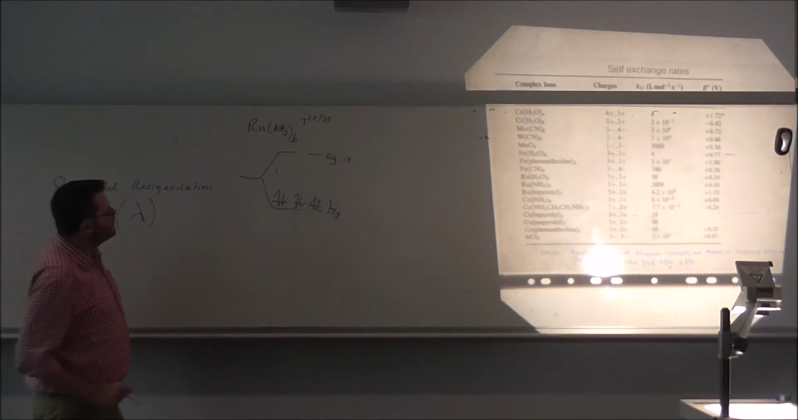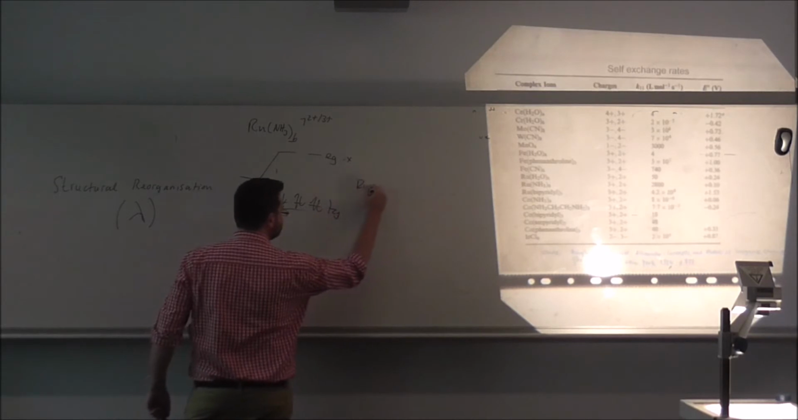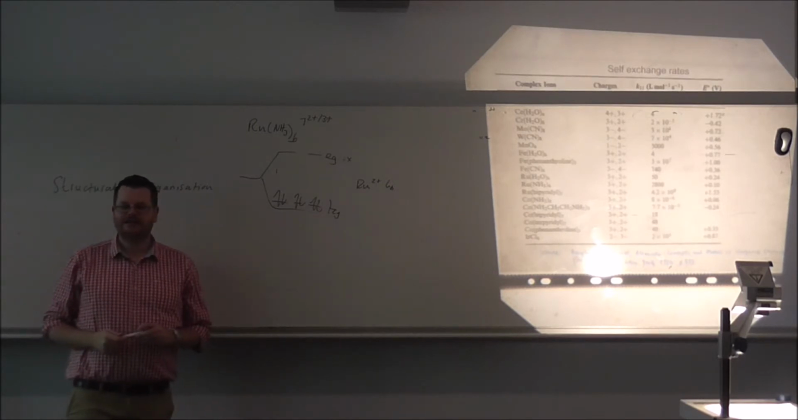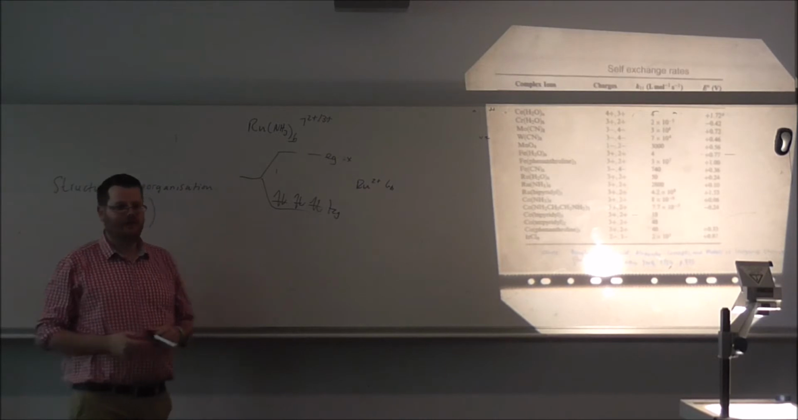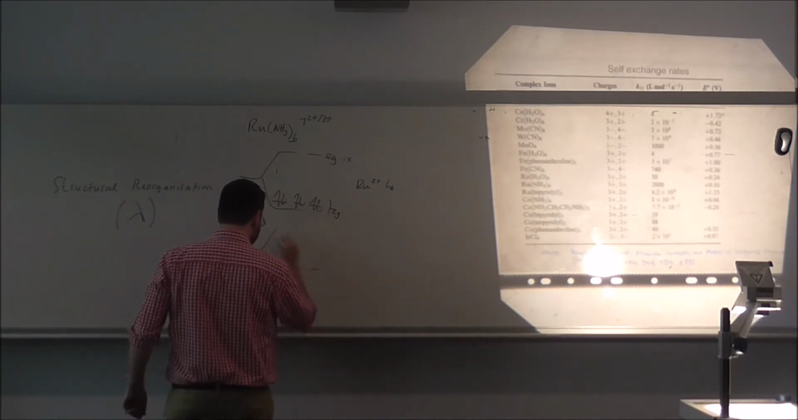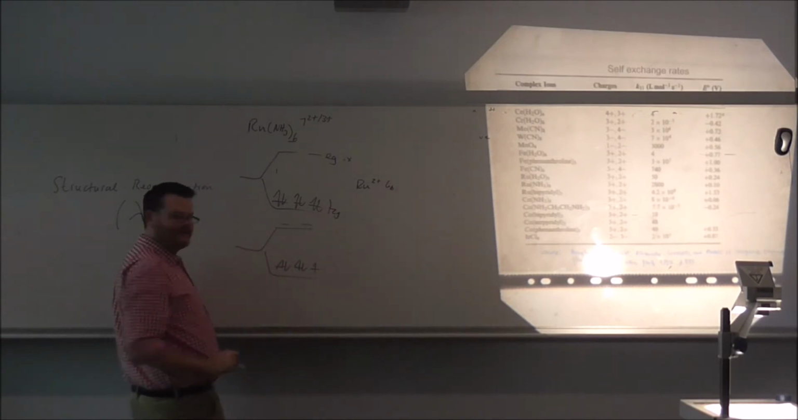Now, that's ruthenium 2 plus. What is ruthenium 3 plus? One unpaired electron in the t2g. That's ruthenium 3.